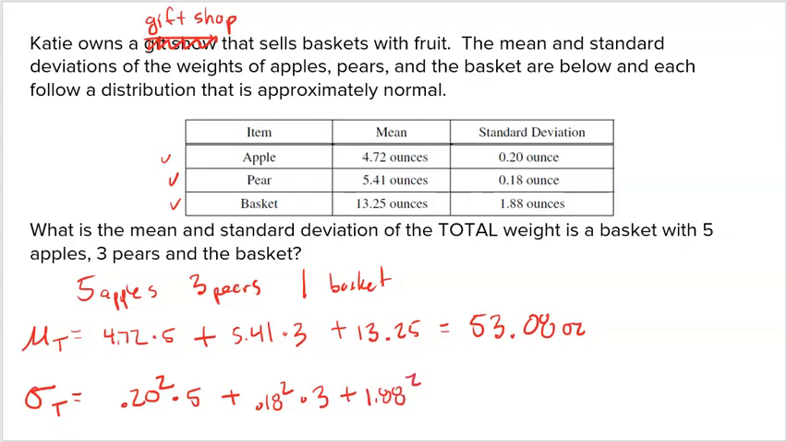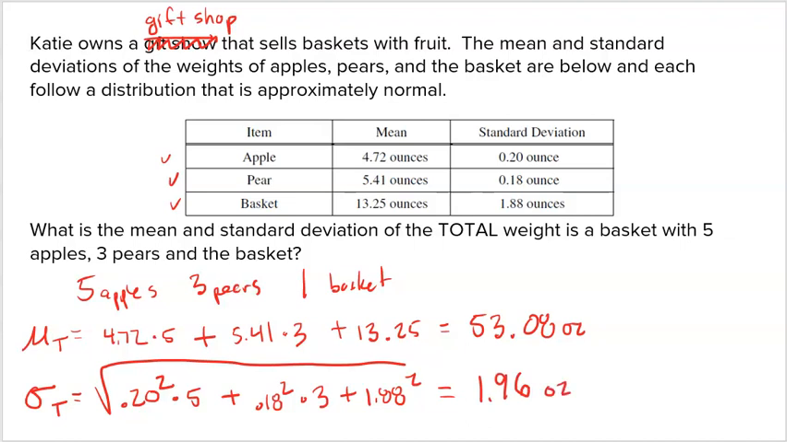So I can only combine variance. So I got 5 apples of variance, 3 pears of variance, 1 basket of variance. And then I need to put a giant square root around all of that to get my grand total back to standard deviation. So just make sure that when you type this in, it's all inside the square root. One common mistake kids will do is they'll square the 5. No, don't square the 5. The 5 is just representing that you have 0.2 squared 5 times. Then I got 0.18 squared times 3, and then I got the 1.88 squared. That's the variance of my basket. So I end up getting 1.96. So 1.96 ounces is what my standard deviation will be.